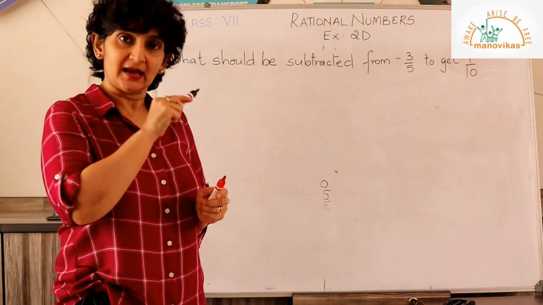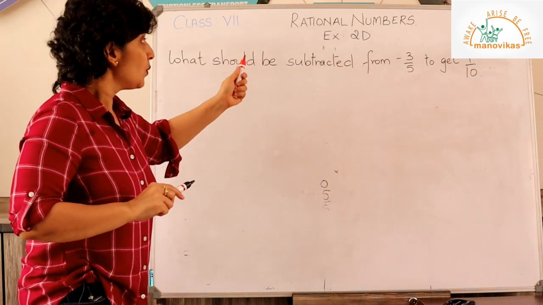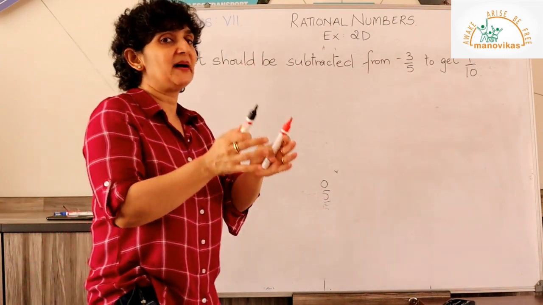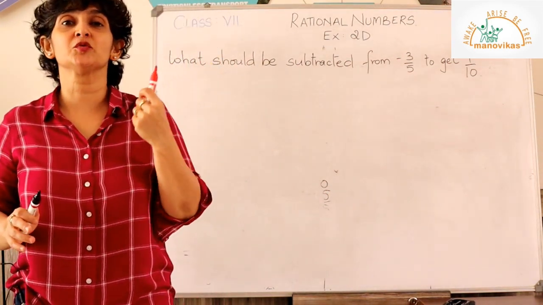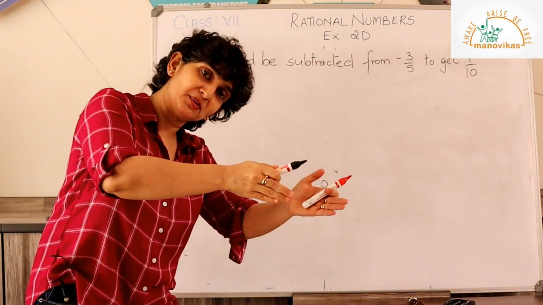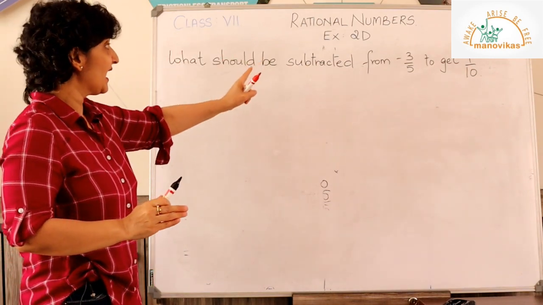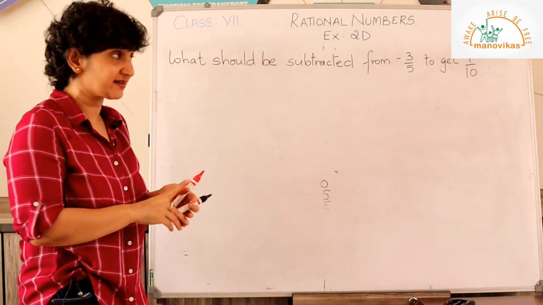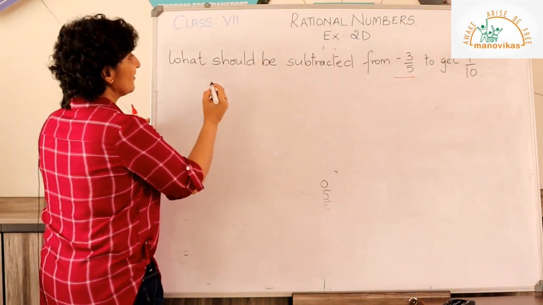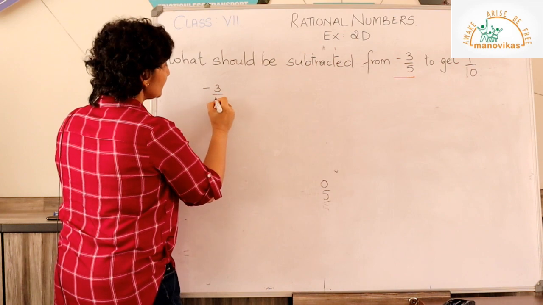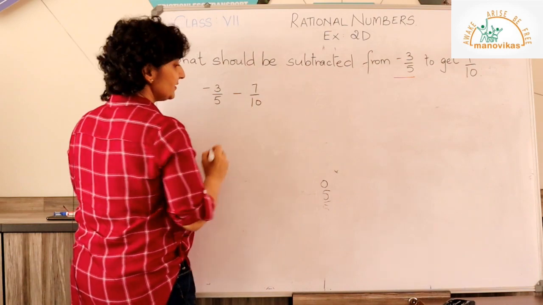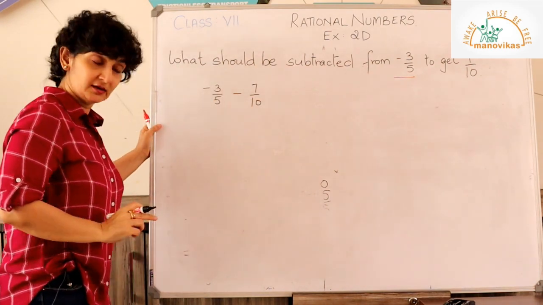As I mentioned earlier, whenever it is what should be subtracted, it will be first number minus second. Our earlier question was what should be added. So that's why we did second number minus first. I have here what should be subtracted. So first number minus second. So I have minus 3 upon 5 minus 7 upon 10. Different denominators.